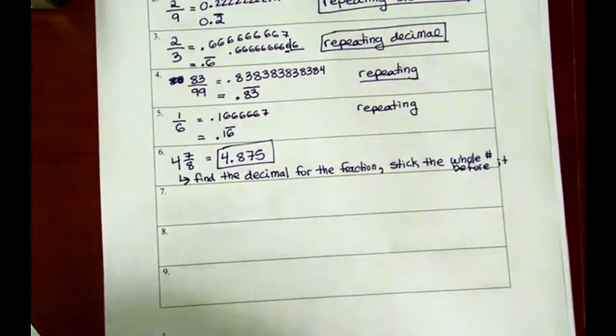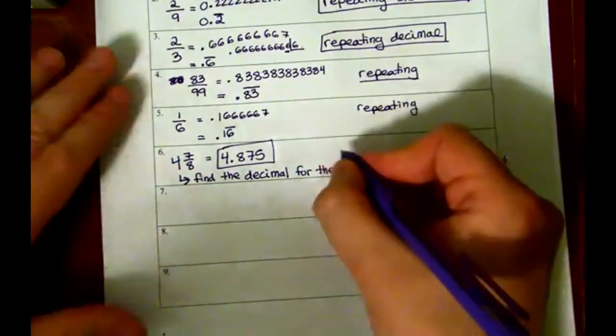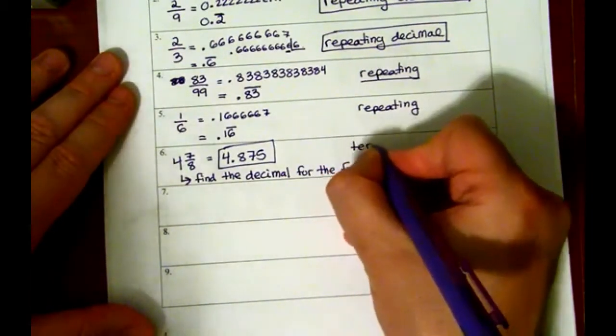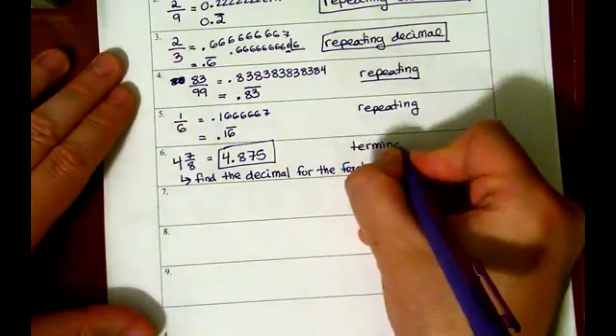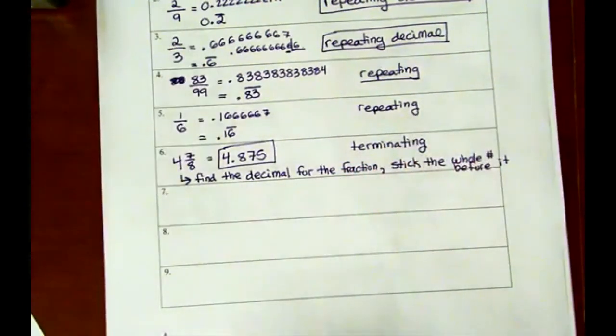Okay, so what is this? Is this terminating or is it repeating? It should be terminating. It just stops after the 5. Terminating.